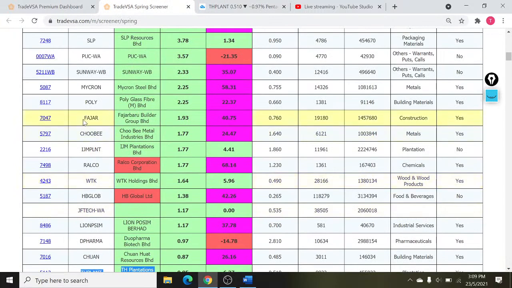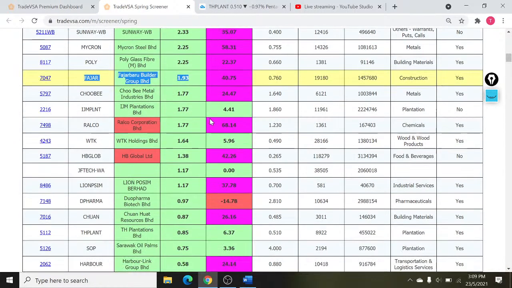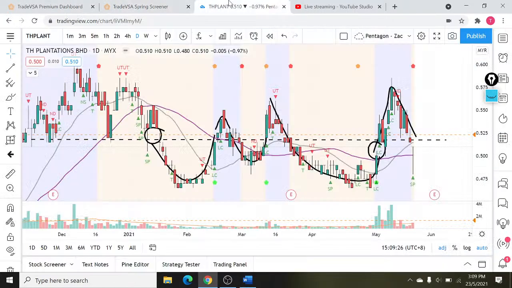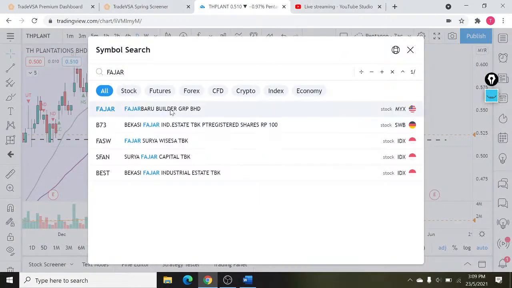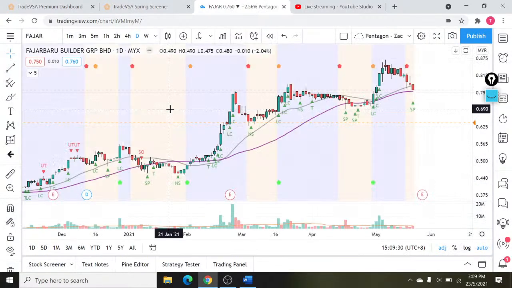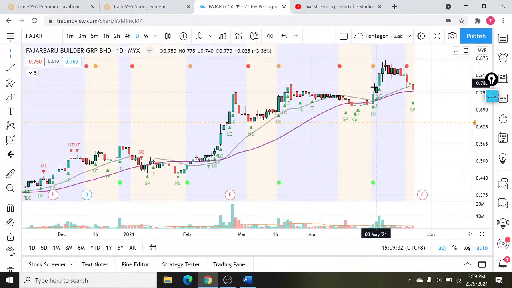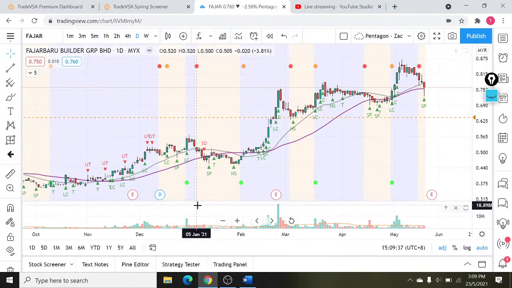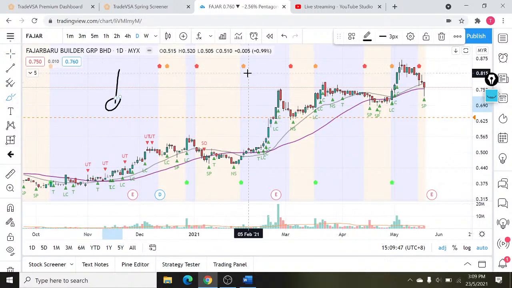Let's see. Fajar, nice spring, Fajar. I think I do spot a few of the counters. I think Fajar, SLP, CAB. So here going to resistance without any sign of weakness. I like stocks that go to resistance but don't show any major weakness. But let's say it shows a big UT just now, I forgot which counter already.